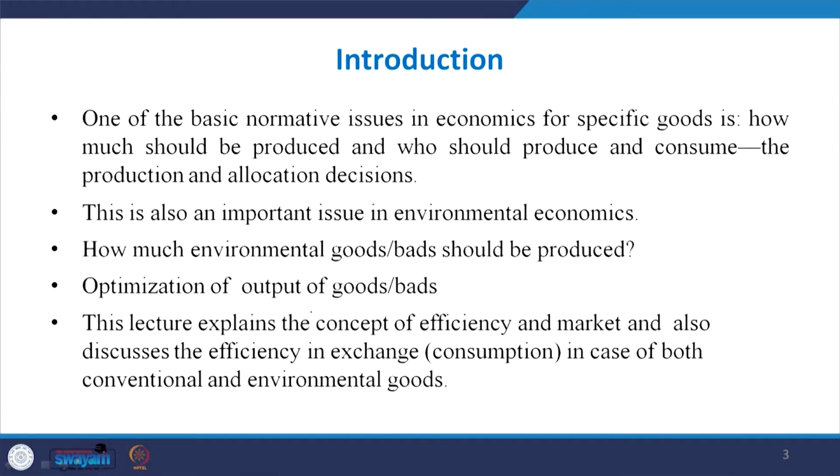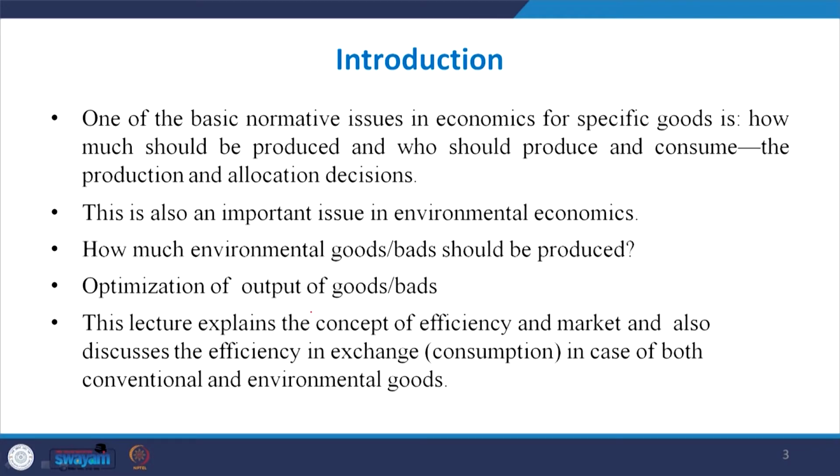As you know that one of the main normative issues in economics for a specific good is how much should be produced and who should produce and consume, and this is actually known as how to allocate resources for production, and once we get the production, how to distribute this production. Means we have two kinds of issues.